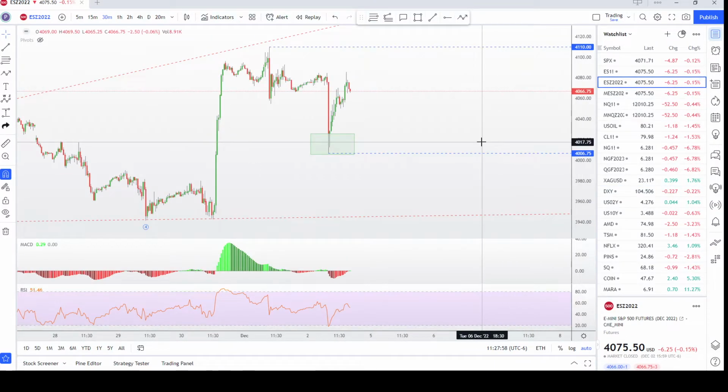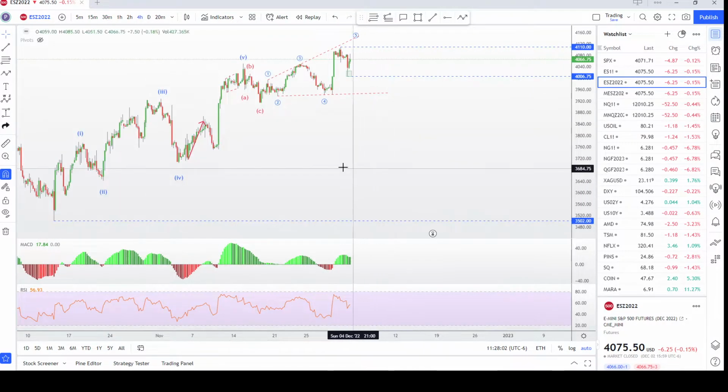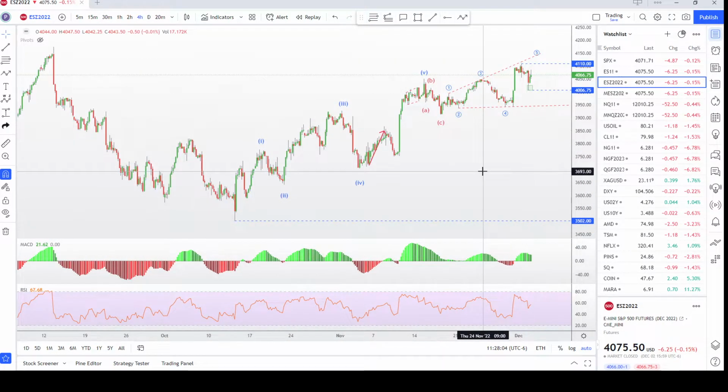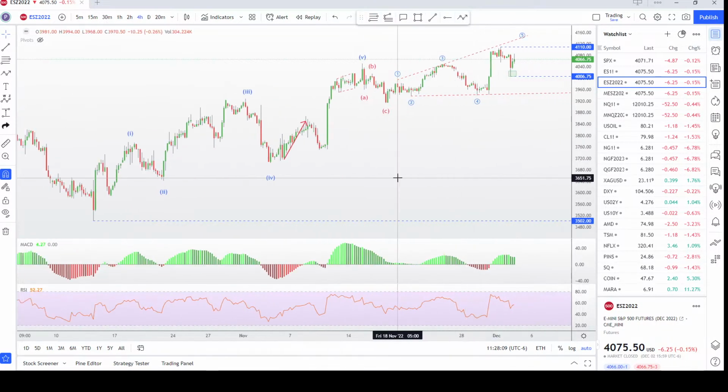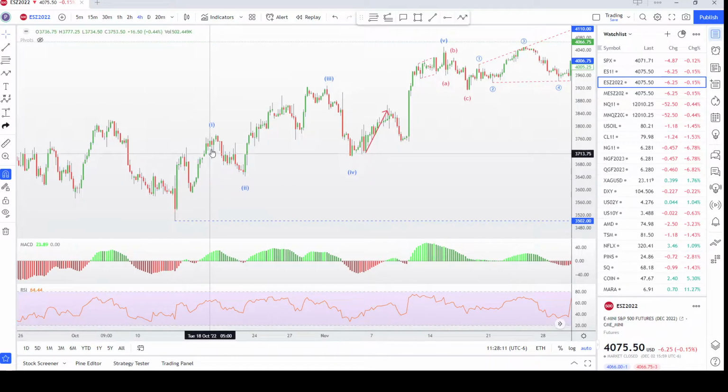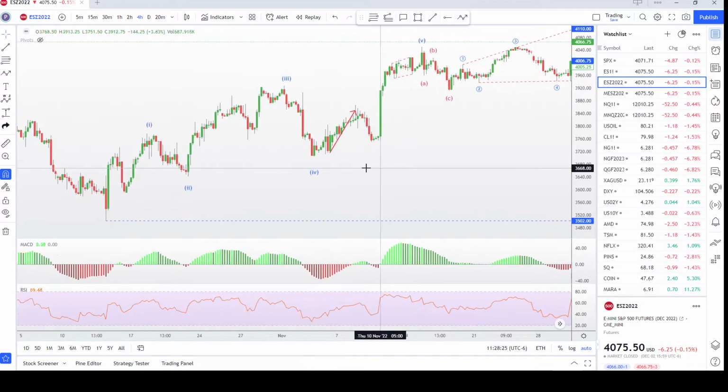Slide over to the S&P futures contract. And I've changed my count on this because of this red wave here. So, originally I had this as a W and an X and a Y, X, and I thought we were going up for the Z, but when I zoomed in on this one wave here, I can see that this is all just a leading diagonal.